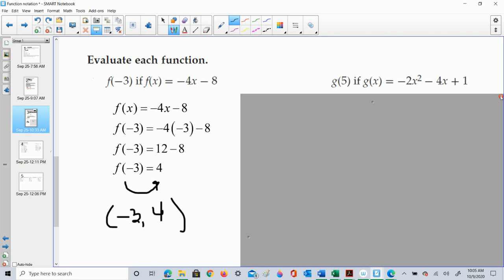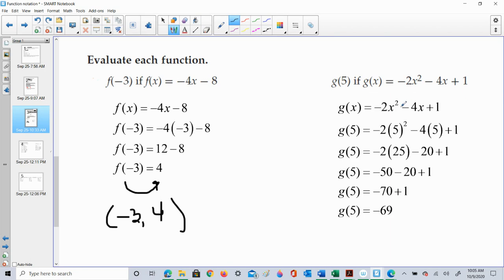And on this side, just a little harder because we had that squared term, right? So just be very careful when you're doing that. We're replacing x with 5. 5 goes in where x was. 5 squared is 25. Negative 2 times 25 is negative 50. Negative 4 times 5 is negative 20, plus 1. Negative 50, take away 20, plus 1 is negative 69.